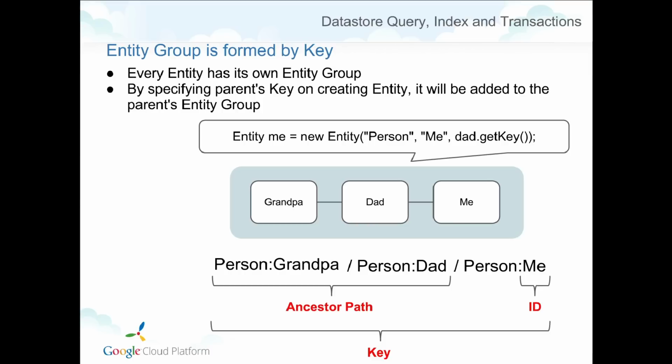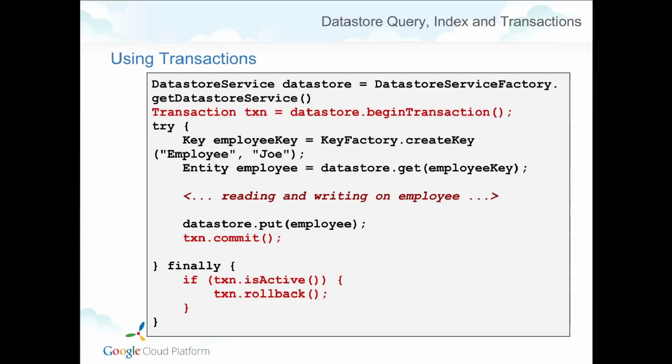To create this kind of entity group relationship, you may want to write this kind of code. When you're creating a new entity, you specify the kind, name and ID of the entity, and the parent's key, so that it creates the whole key with the ancestor path. To use the transaction, you can write like this. This is very similar to the traditional way of handling a transaction with an RDB. Tell the data store to begin, and after writing everything, commit that transaction. If an unexpected error or exception occurs, then you would want to roll back everything.